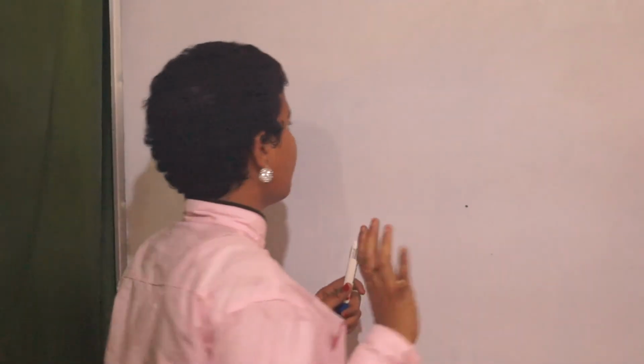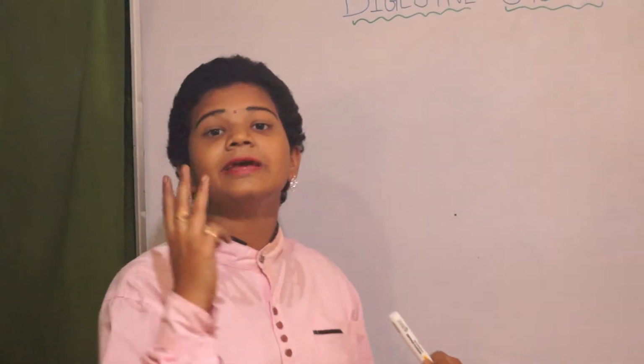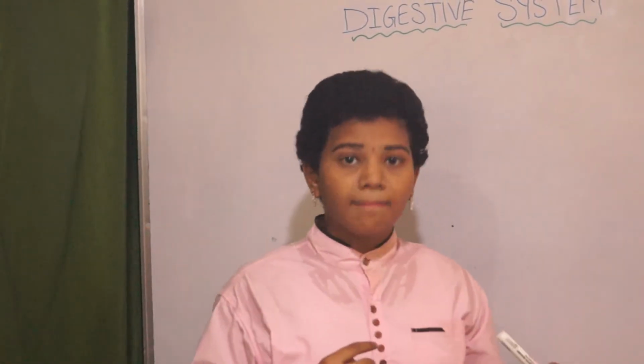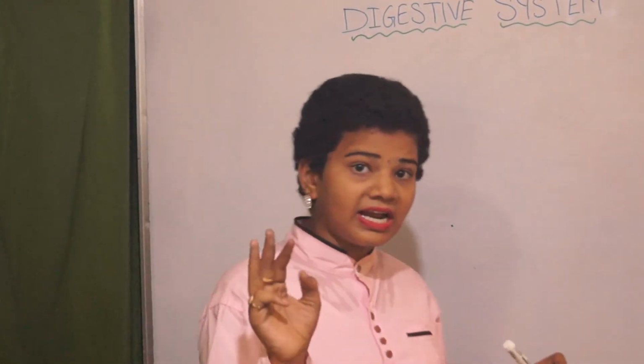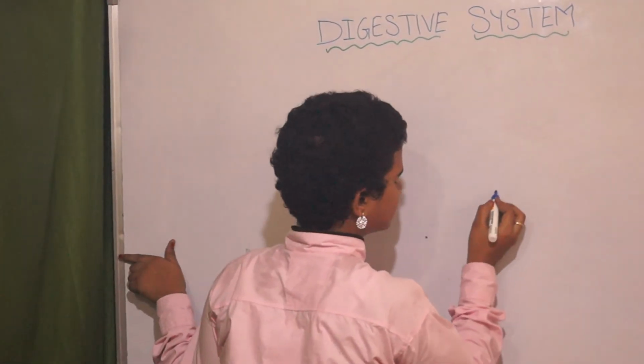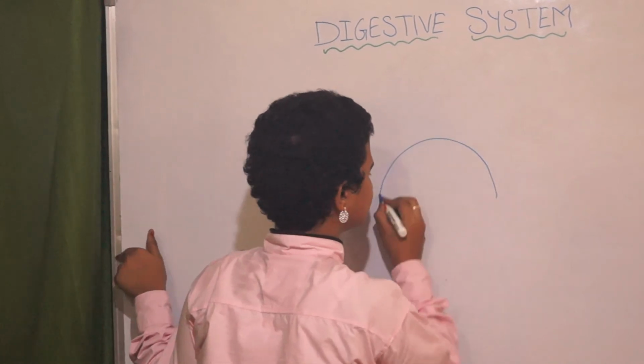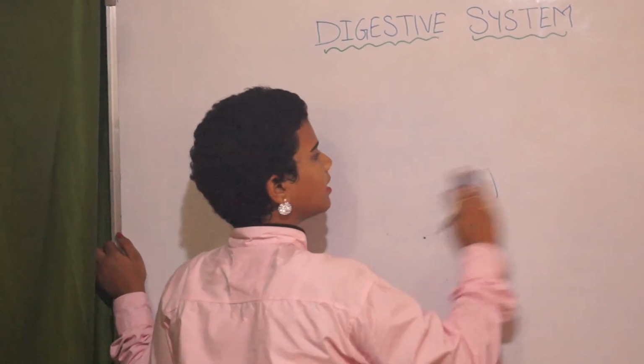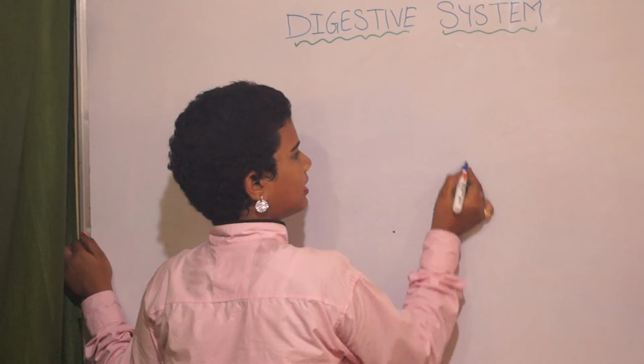Now let us know about the salivary glands. There are 3 major salivary glands in our mouth. Today let us learn about those 3 major salivary glands.